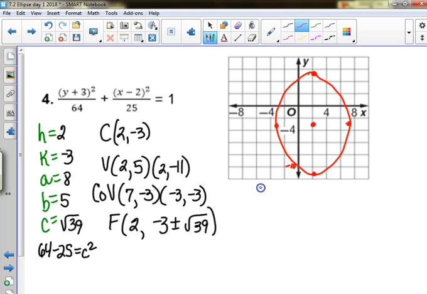Any questions? Can anybody type for me real fast? -3 plus the square root of 39. 3.2. So over 2 and up. How much did you say? 3.23, 3.2. Okay. So just to give you an idea, the other foci would be down here, same distance in. -1.9. Thank you.